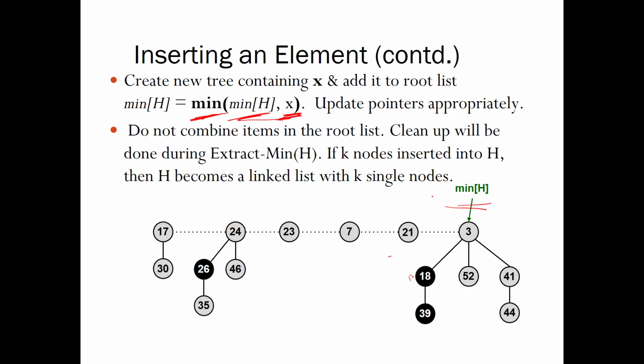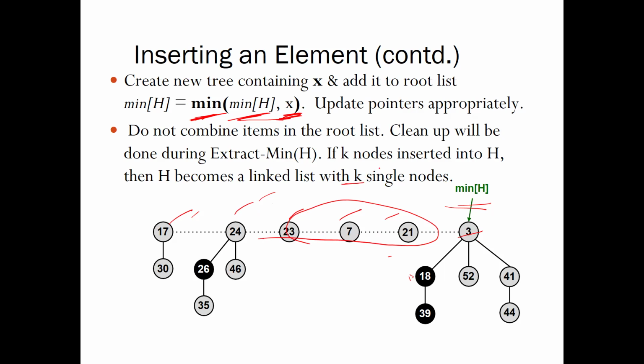Now you can see there are many nodes with the same degree: nodes with degree 0, a node with degree 1, a node with degree 2, a node with degree 3. Usually, in a binomial heap, we would have combined trees of the same degree. But here we do not combine the items in the root list. We leave it as it is. That is why the tree becomes unbalanced. Even though it is unbalanced, at some particular stage we have to rebalance all of them.